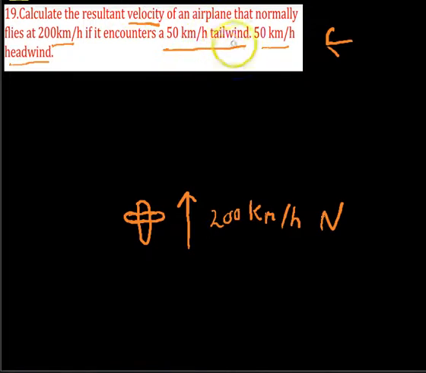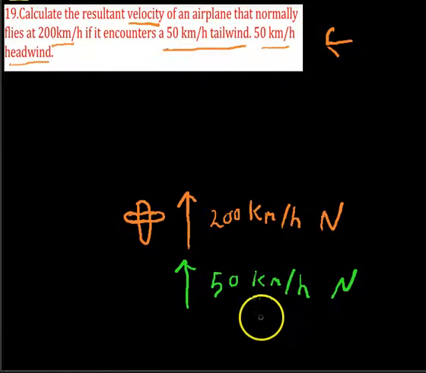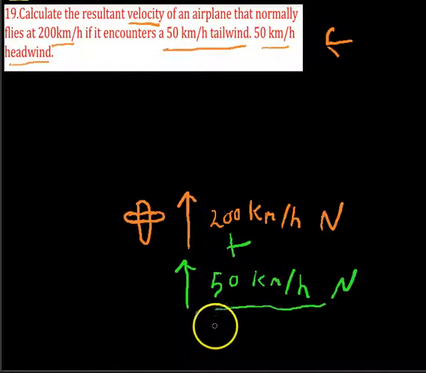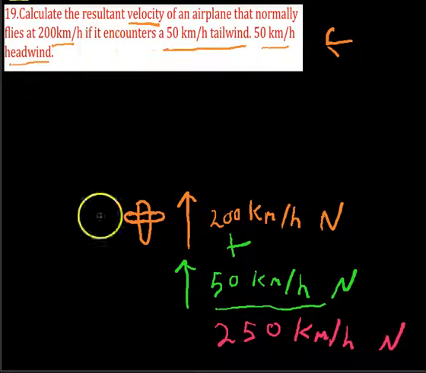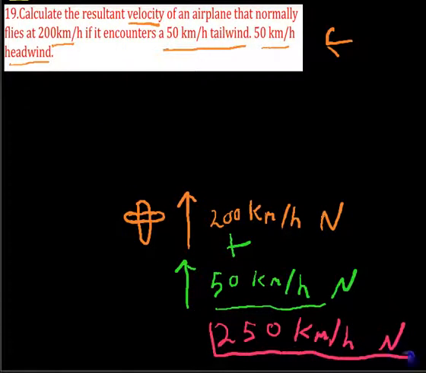It encounters a 50 kilometer per hour tailwind. So tailwind, pretty intuitive. It means wind's coming from your tail or your back. So here's the wind, 50 kilometers per hour north, because it's coming from our tail. It's coming the same direction as us. So you simply add these together and we get 250 kilometers per hour north. That's our resultant velocity vector for the first part of the question.